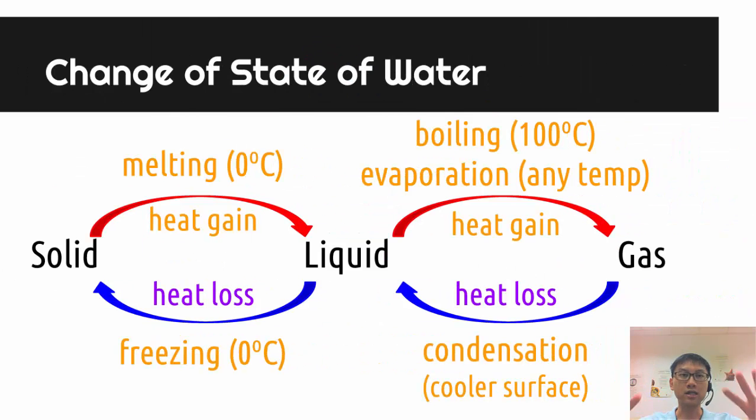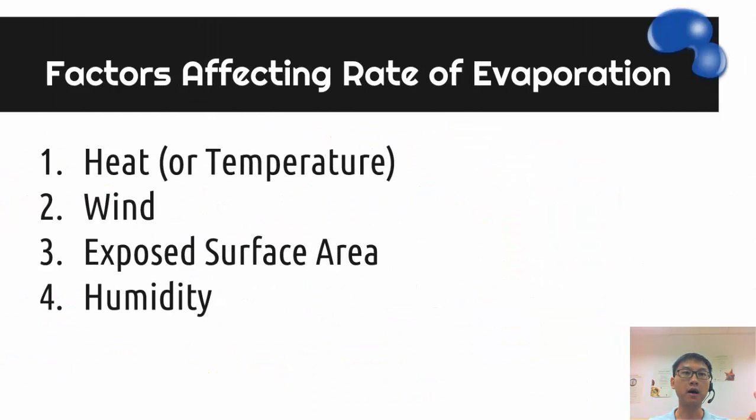So this is a summary of the entire change of state of water from solid, liquid to gas. So this diagram is very important. Write it down, put it on your wall, remember it, because this will give you a very good summary of how water changes from one state to another. Now we will move on to the next part, the factors affecting the rate of evaporation.